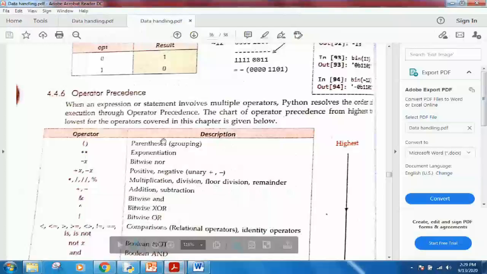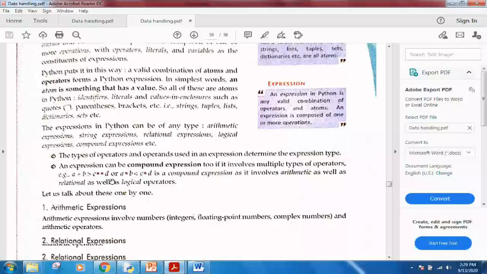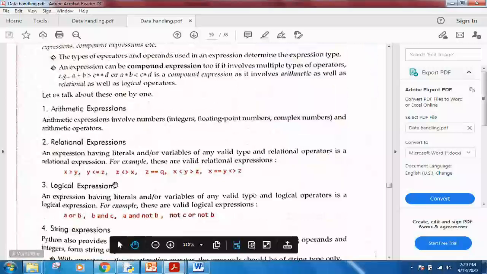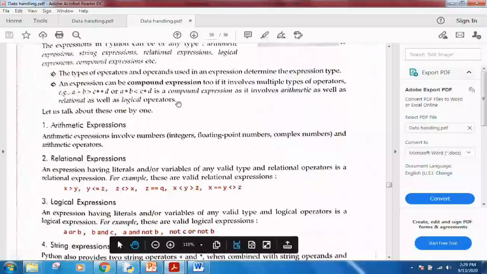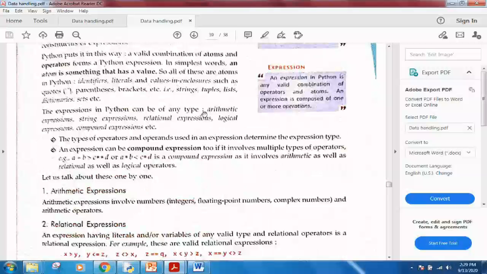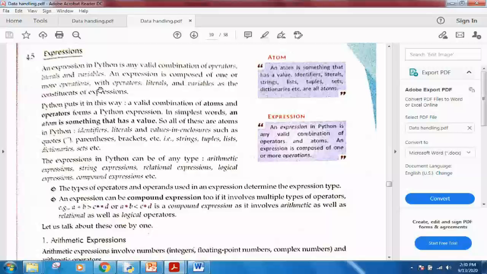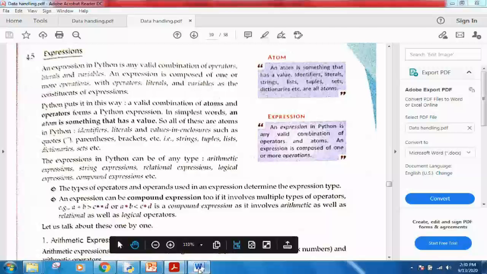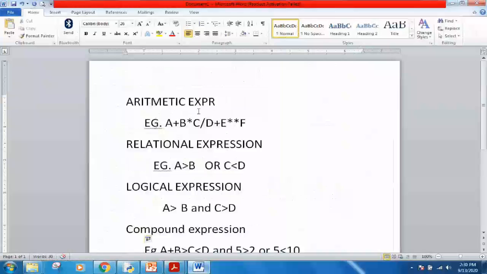I will show you this thing in the chapter also. The expressions are the next topic which we are going to cover. These are the types of expressions: arithmetic, relational, logical, and string expressions can also be there. This is a compound expression. I am just explaining this topic first to you. So expression is just any valid combination of operators, literals and variables. It is composed of one or more operations with operators, literals and variables. I am again going there, see here.